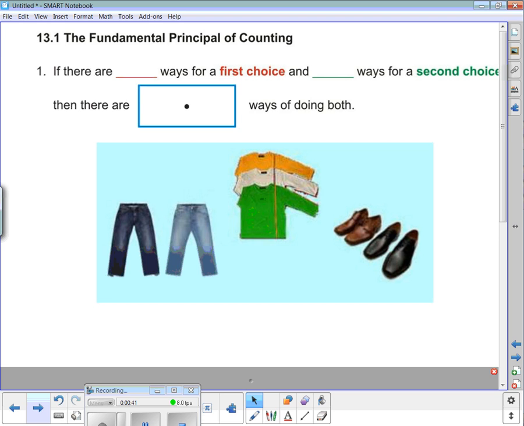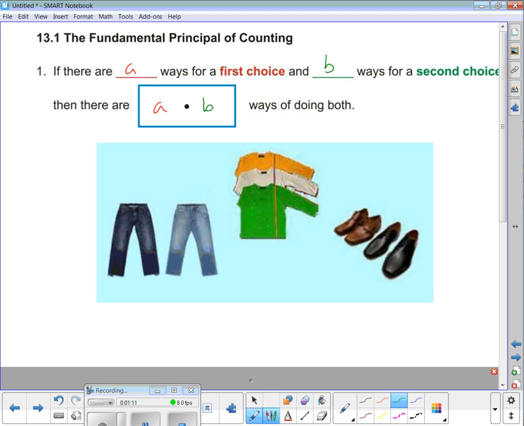All right, 13.1, the fundamental principle of counting. Very, very easy, very simplistic principle. You won't have any trouble with this at all. Here's a situation. You've got A ways of a first choice and B ways for a second choice. So many ways to do the first thing, so many ways to do the second thing. You know how you figure out how many possible ways? Just multiply them. Really easy, A times B. Piece of cake, no sweat.